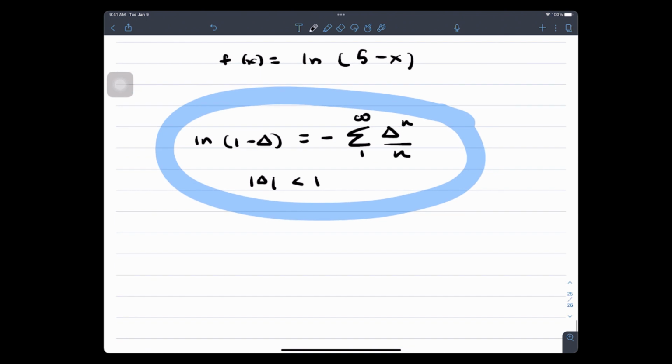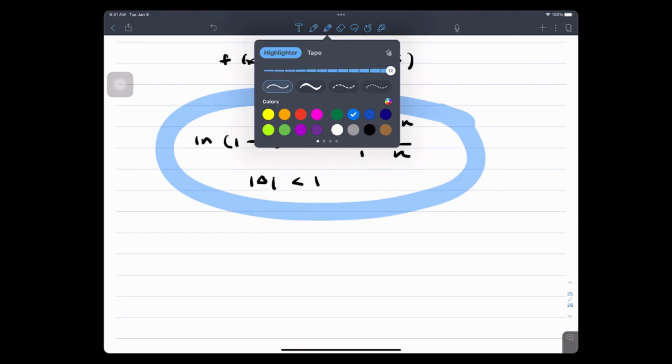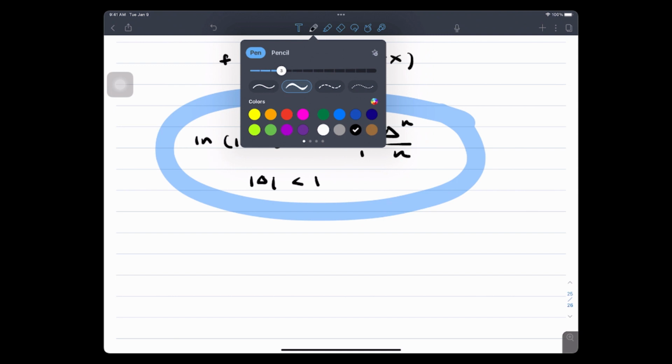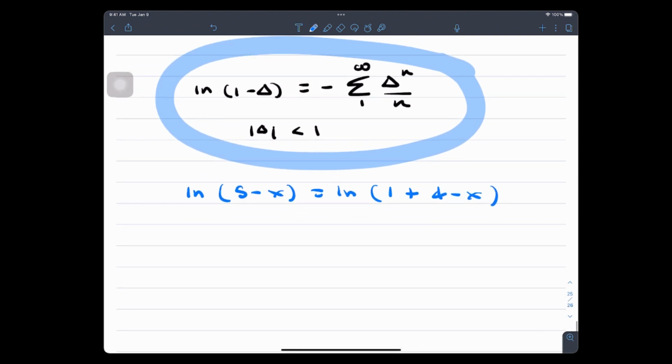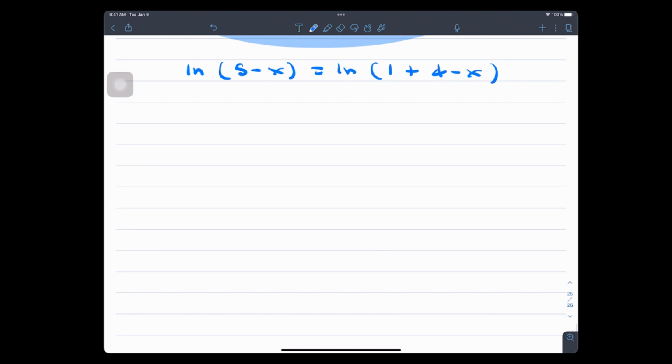So you say, well, how do I use that, knowing the expansion we have? Well, understand that the natural log of 5 minus x is the same as the natural log of what? Okay, we need a 1, don't we? 1 plus 4 minus x. Is that true? So far, so good? That's the same as the natural log of 1. I need a minus here.